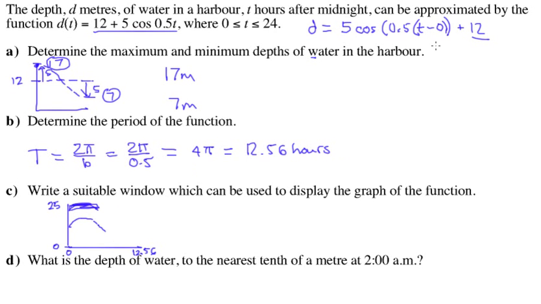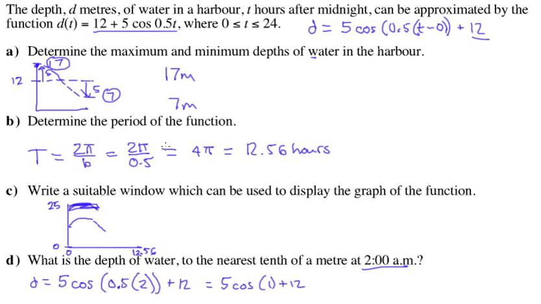Now, in D, they start getting us playing around with this equation they've given us. What is the depth of the water at 2 o'clock in the morning? They said T is the number of hours after midnight, so 2 a.m. really is T equals 2. And at that point, the water depth is 5 cosine 0.5 times T plus 12, which is 5 cosine 0.5 times 2 is just 1 plus 12.